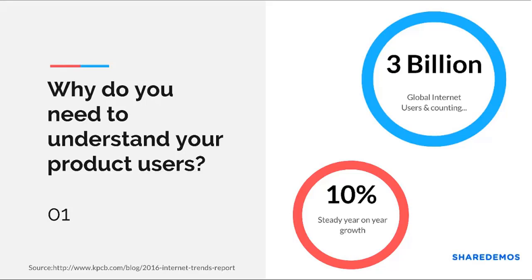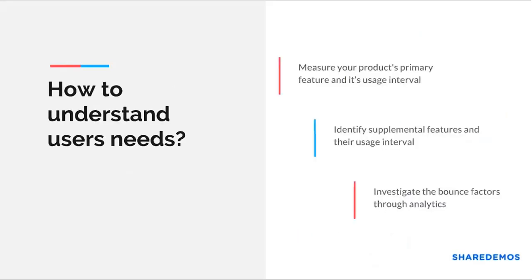Yeah, it sounds really important, but how do we understand the user needs? By measuring your product's primary feature and its usage interval, and also by identifying supplemental features and their usage intervals, and investigating the bounce factors through analytics like in-app analytics and your inactive users' behaviors. Let's talk about what your primary feature is and how often users naturally come back to your product.